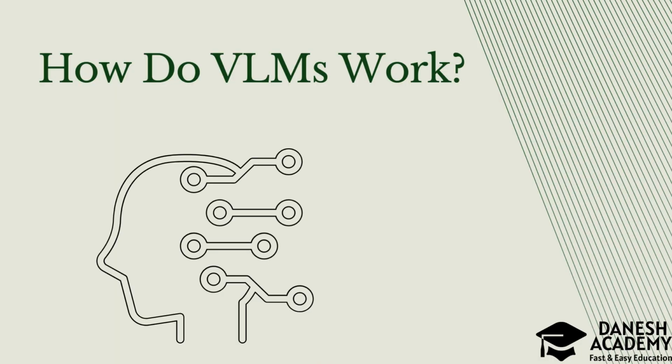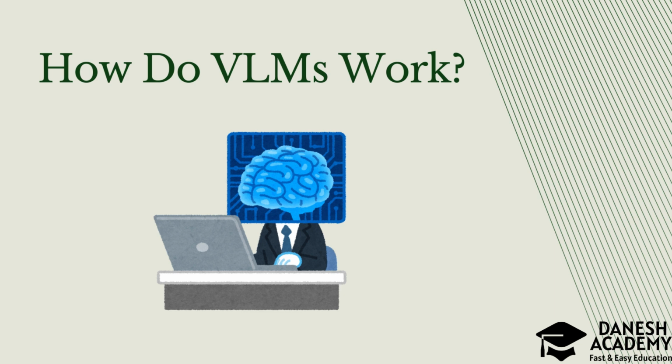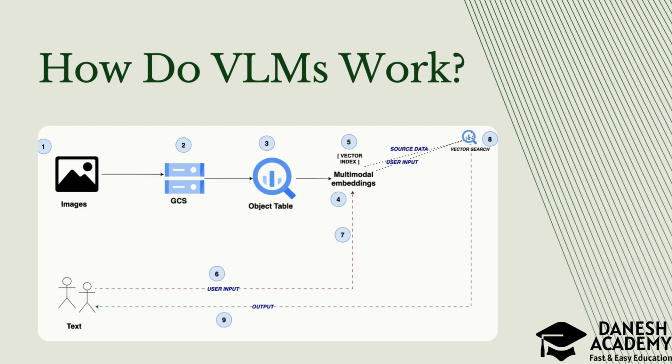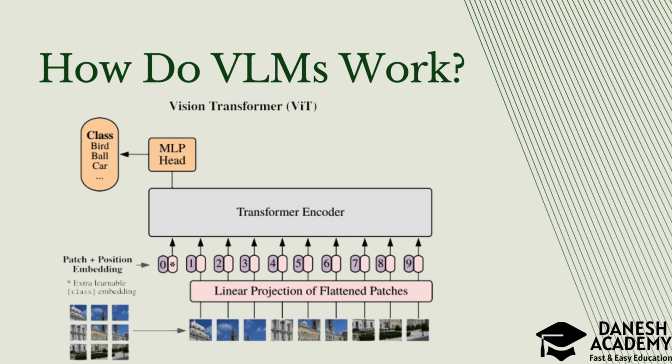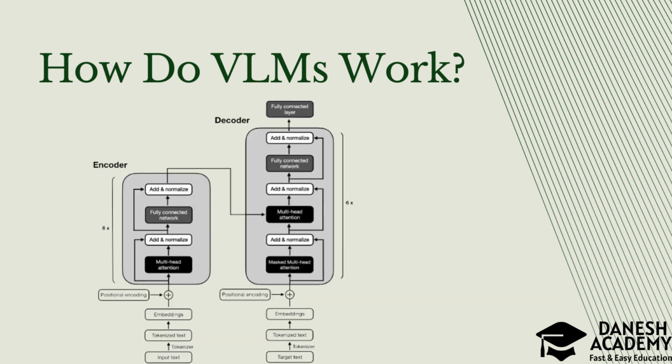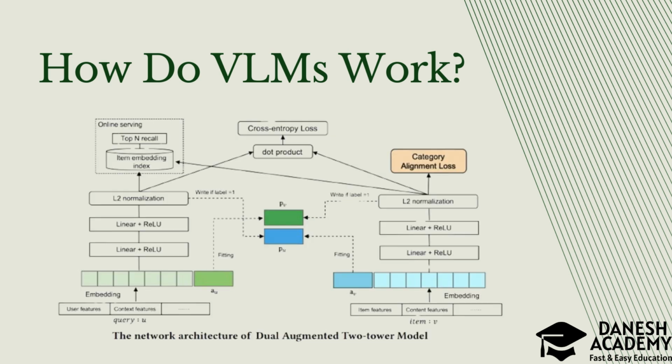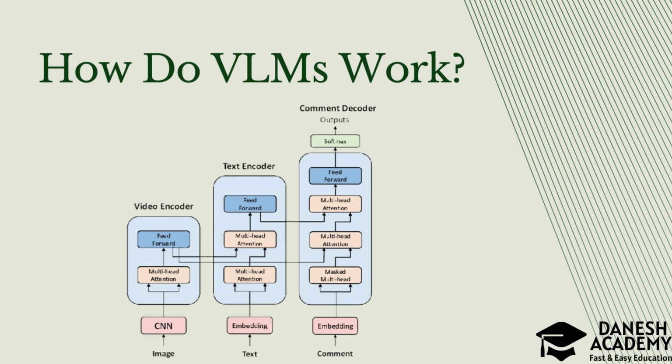So, how do they actually work? Imagine feeding an AI a picture and a question, like, what is the person doing in this photo? The model processes both the image and the text together, usually using a combination of a vision encoder, like a CNN or a vision transformer, and a text encoder, like a language transformer. Some models use what's called a two-tower system, one side for image, one for text, and they bring them together in a shared space. Others use a unified transformer to handle both modalities in one go.